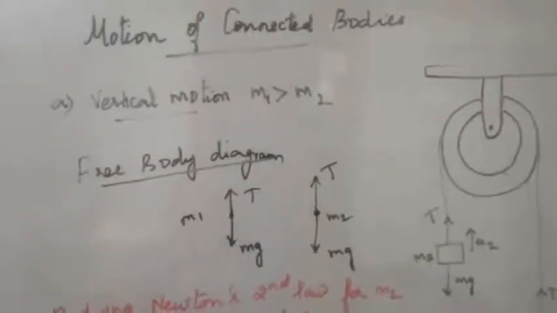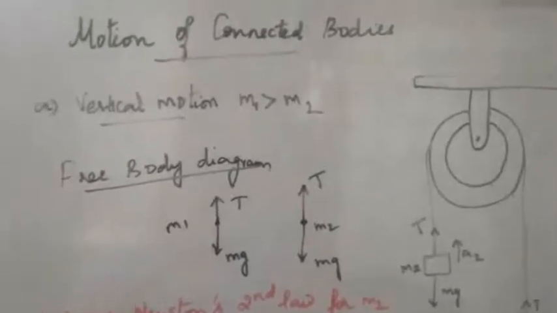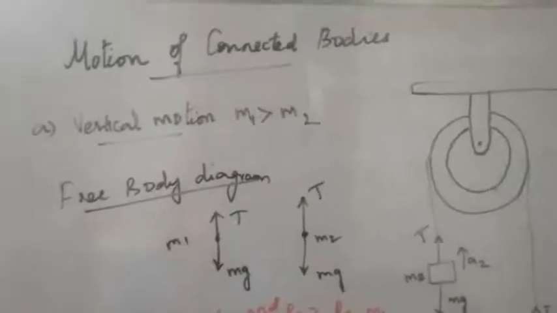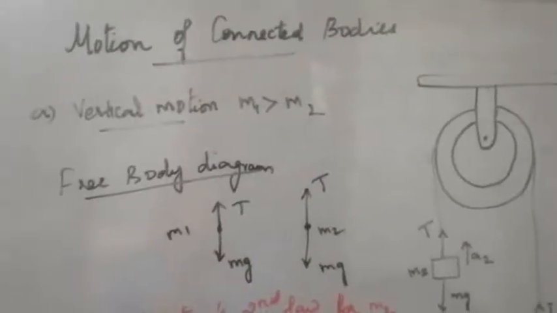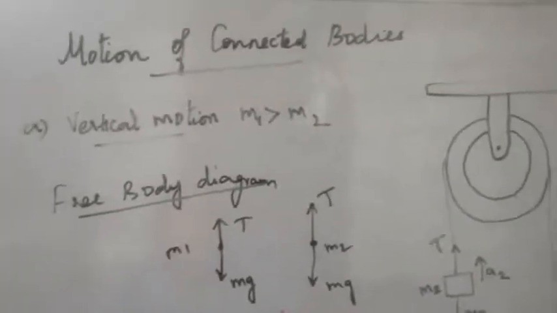In this video we are going to discuss motion of connected bodies. In this case you have two different cases of motion of connected bodies: bodies connected vertically with motion along the vertical direction, and the second case is horizontal motion.